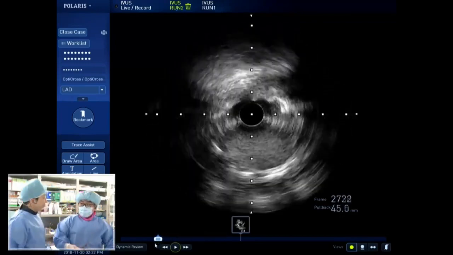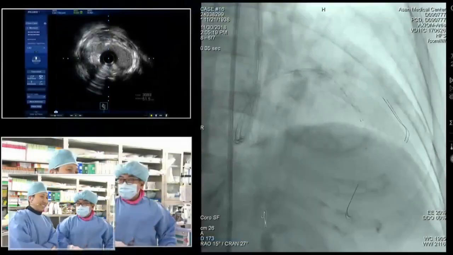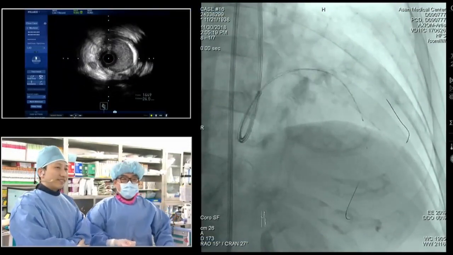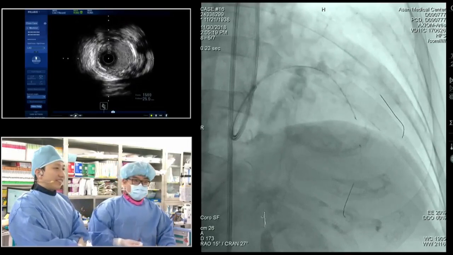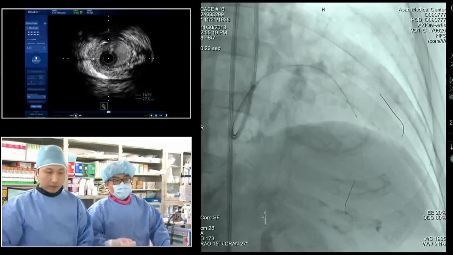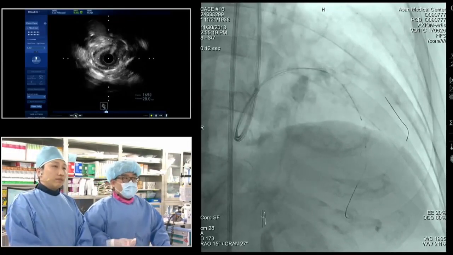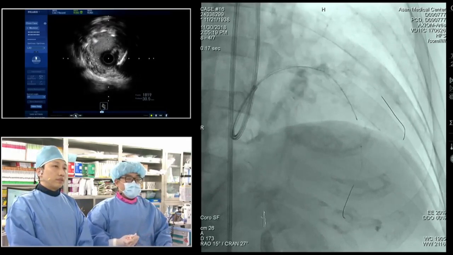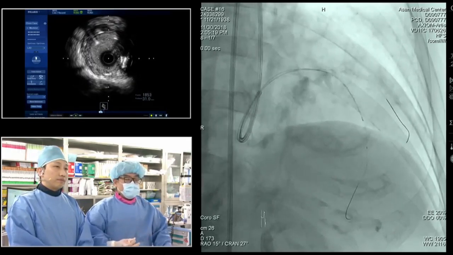So we think that this case is eligible for your randomized trial. Yes, that's right. So she was then randomized into the rotablation. So for this case, I want to do rotablation into the LAD, and also probably rotablation into the diagonal.